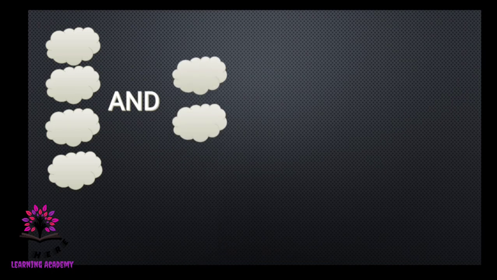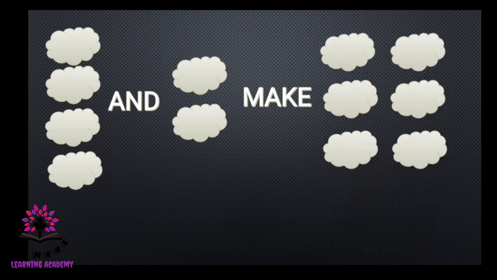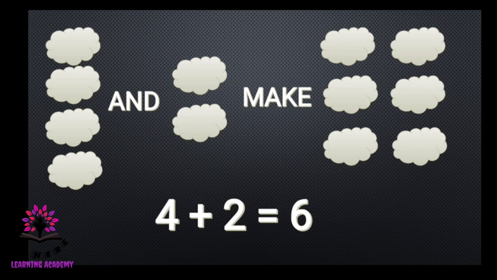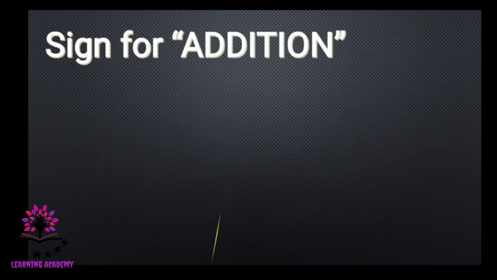What are these? Clouds. How many clouds are there? 4. 4 and 2 make how much? 4 in the mind, 2 in the hand. After 4, 5, 6. So 4 and 2 make 6. You see here 4 and 2, that is 4 plus 2 is equal to 6.